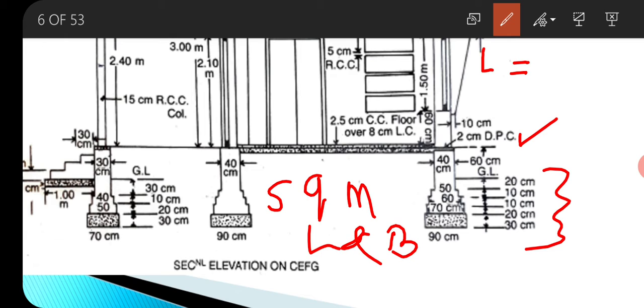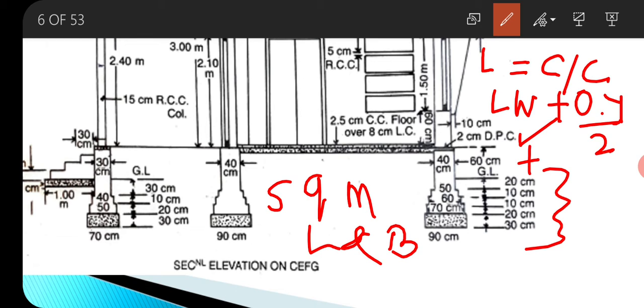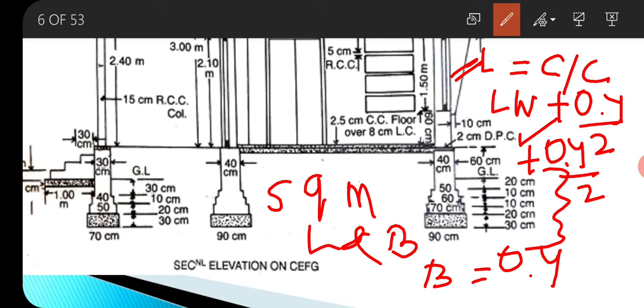How to calculate the length of the DPC? As the DPC is prepared on the entire width of the plinth wall, to the center to center length of the long wall, we will add half of the width of the plinth on both sides. This will give you the length of the DPC along long wall. Similarly, the breadth will be equal to 0.4 meter as it is prepared above the plinth wall. So its breadth is 0.4.